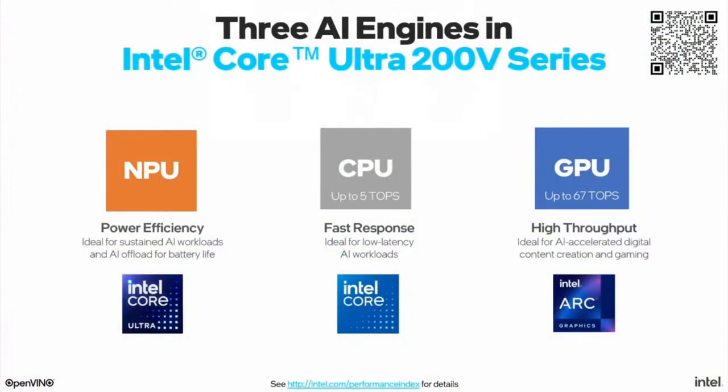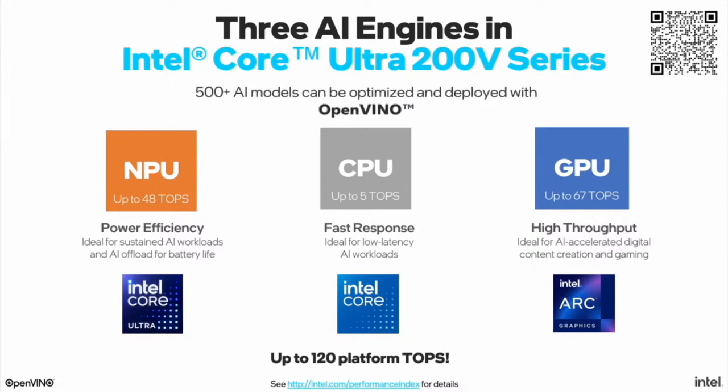And therefore, it's good to offload AI to the dedicated engines like NPU, for example. And it's possible to do it with OpenVino. And in total, we deliver up to 120 TOPS for the whole system. And as I mentioned, OpenVino is a framework to deploy such models to AI PC, and more than 500 models can be used with OpenVino on AI PC, including YOLO models from Ultralytics, of course.